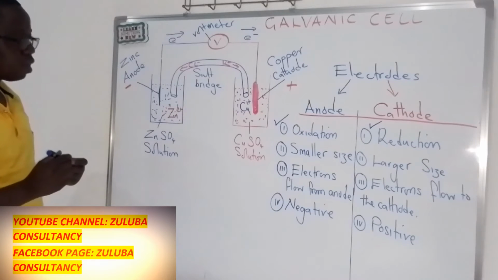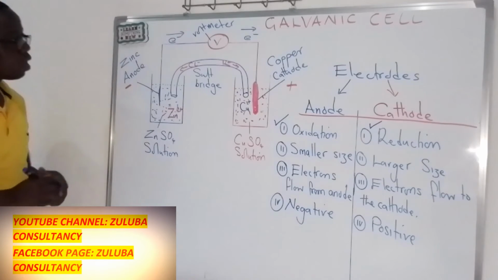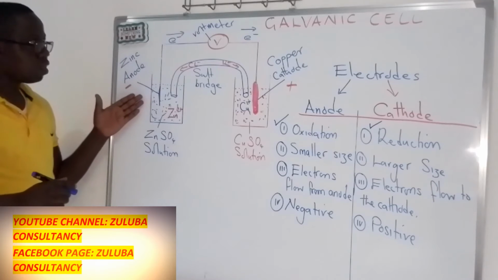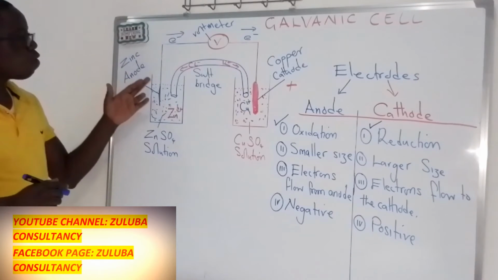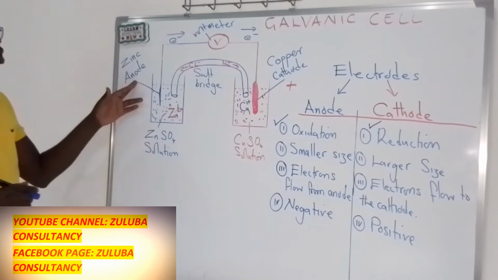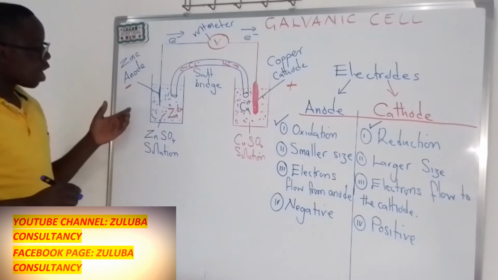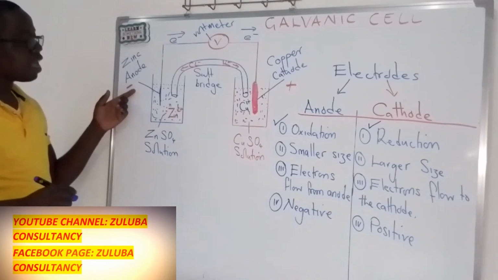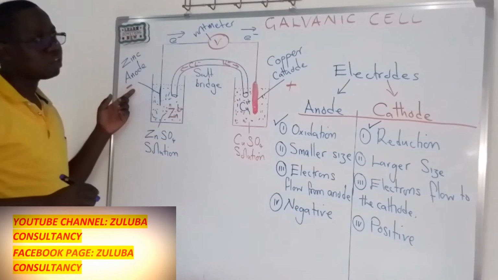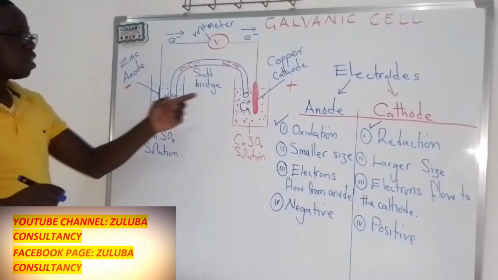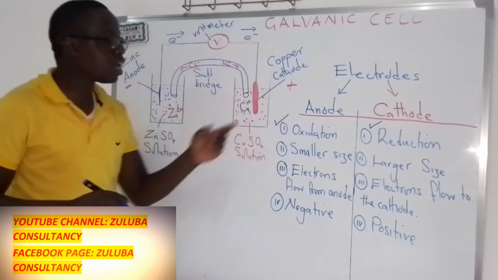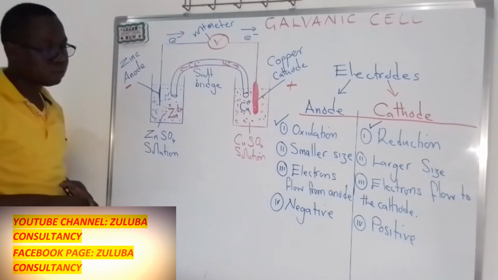What else is needed to know? In the galvanic cell, the electrons move from the anode to the cathode. And the anode is negatively charged in the galvanic cell. The cathode is positively charged in the galvanic cell.